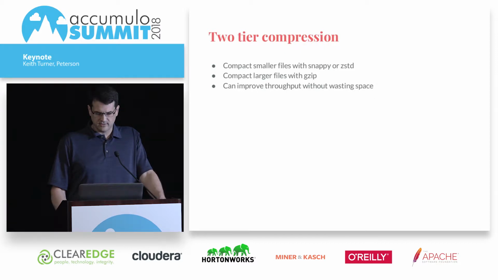This was a new compaction strategy that was added that allows you to compact small files with something like Snappy that's fast and large files with gzip. So it gives you better throughput without wasting space, because Snappy is going to be much faster and your small files are probably short-lived. That's the assumption it's making.